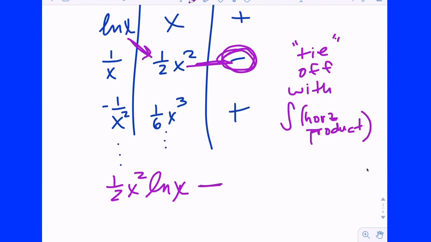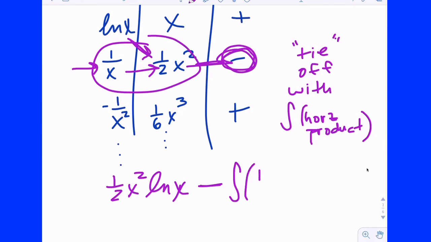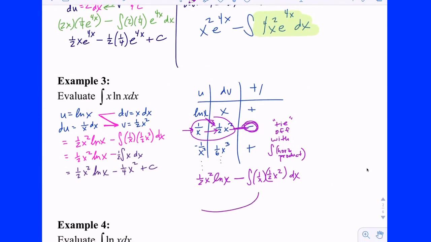So here's the minus, put the integral. Now if you go on your next line, instead of going diagonally, you have to go straight across. There is your horizontal product. So it would be the integral of 1 over x times 1/2 x squared, dx. And of course, that is the same thing we had right there when we did the Zorro method.